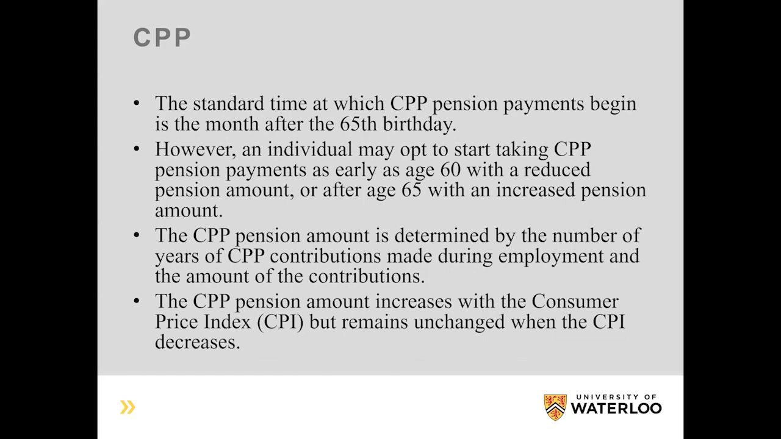The standard time at which CPP pension payments begin is the month after the 65th birthday. However, an individual may choose to start taking CPP pension payments as early as age 60 with a reduced pension amount, or after age 65 with an increased pension amount. The CPP pension amount is determined by the number of years of CPP contributions made during employment and the amount of contributions. The CPP pension amount increases with the consumer price index, but remains unchanged when the CPI decreases. So that offers some sort of inflation protection to CPP pensioners.